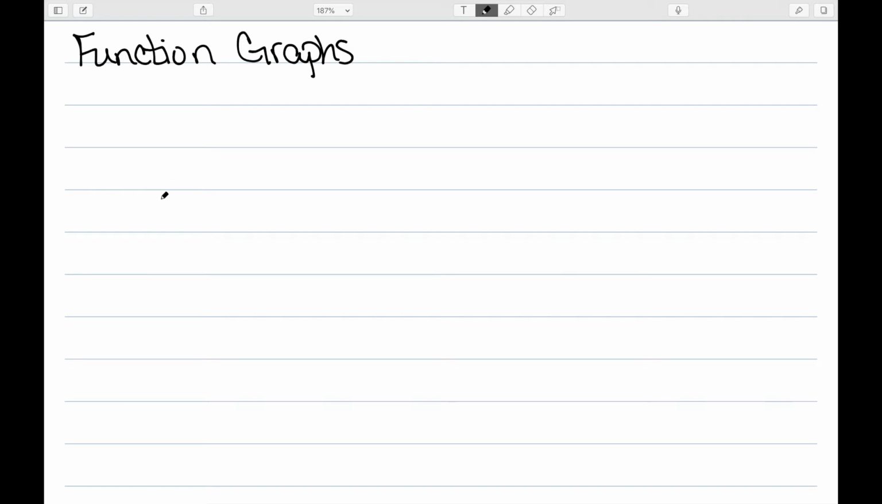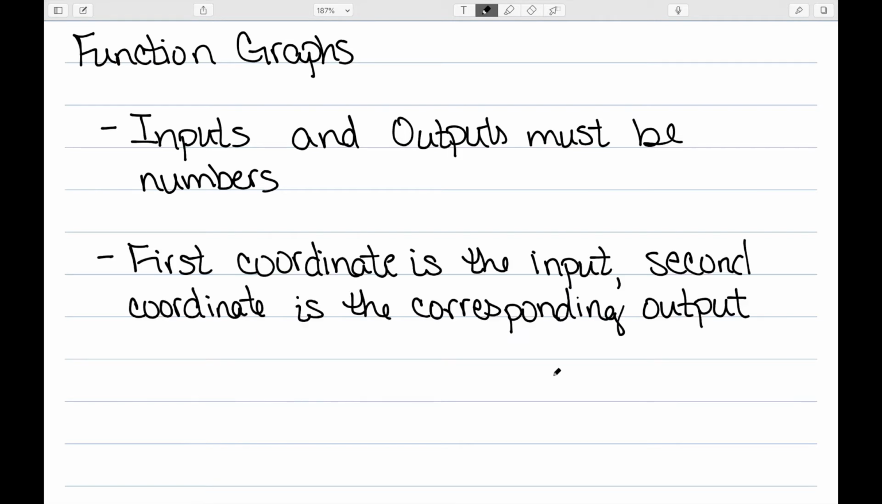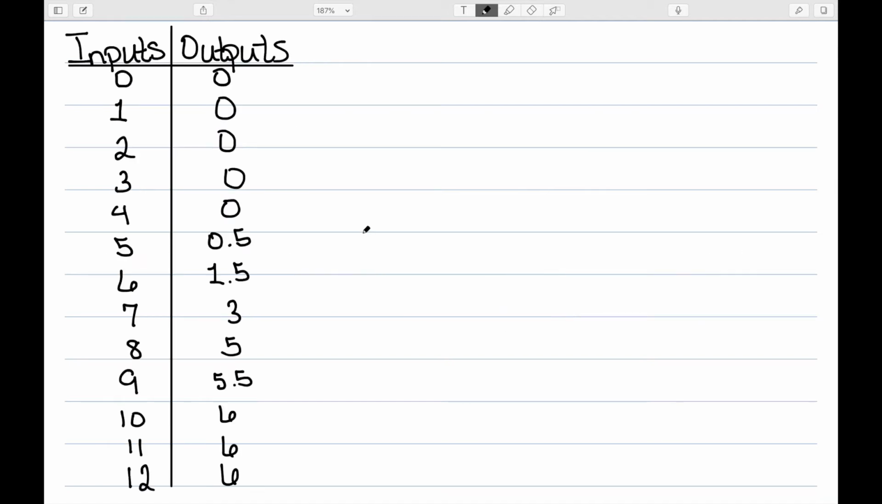What about function graphs? Not all functions are going to have graphs. In order to graph a function, both our inputs and our outputs need to be numbers. For a graph, the first coordinate of a point is the input, and the second coordinate of that point is going to be the corresponding output. So let's look at an example. Let's suppose we planted a seed, and every day for the first 12 days, we measured the height of this plant. So our inputs are the number of days since we have planted the seed, and the output would be our height.